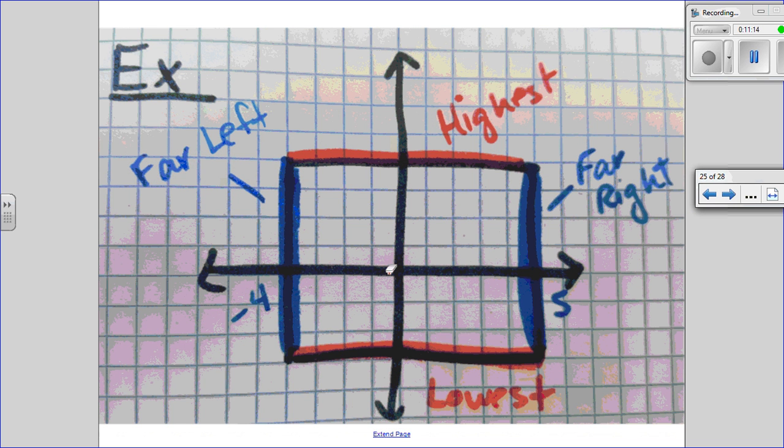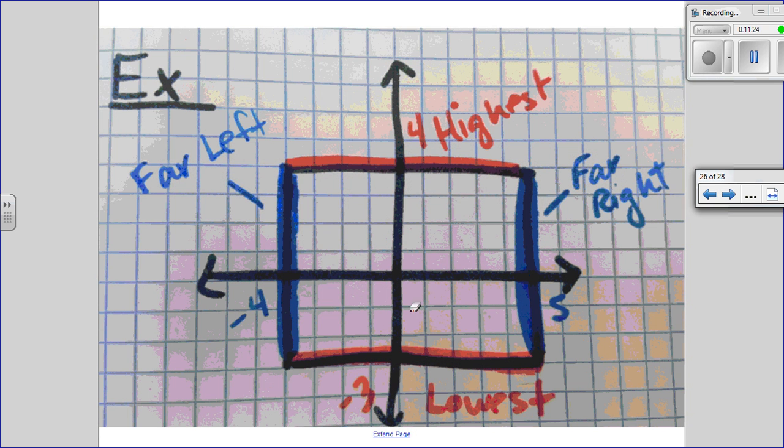So for the x, this is just 1, 2, 3, 4, negative 4. And this side, 1, 2, 3, 4, 5, positive 5. We do the same thing with the range. So this one's just negative 3, this one's just 4, and all I'm doing is counting the units.